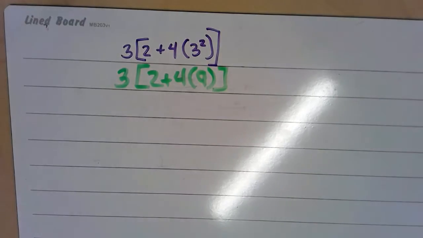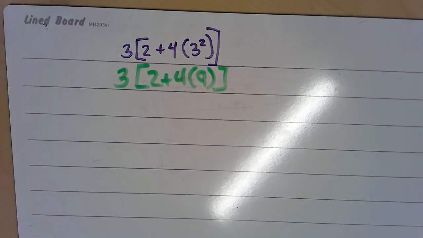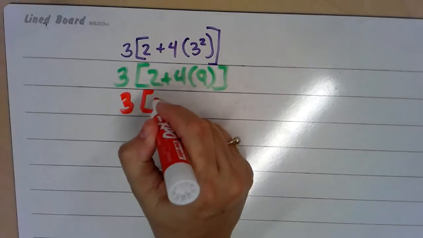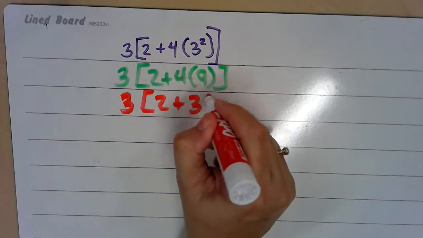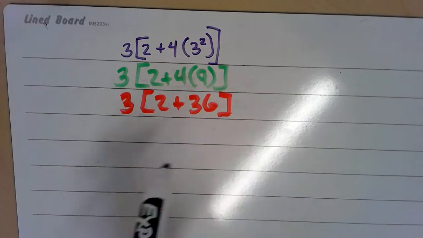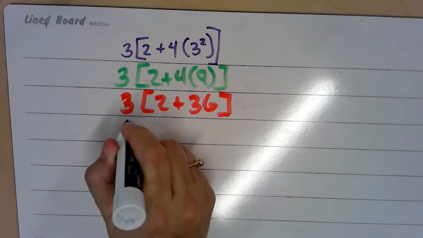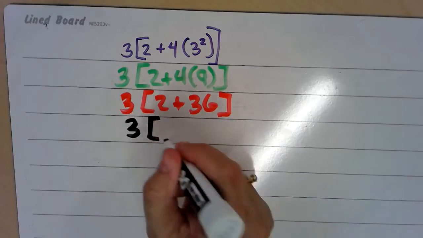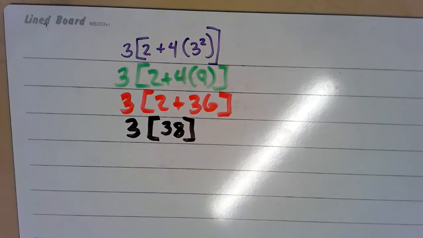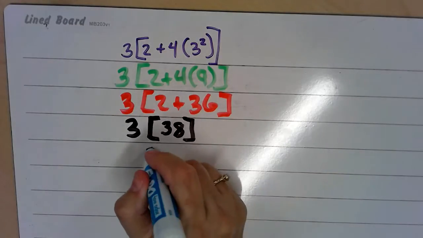Okay. Then I still have some operations going on inside of there that I need to deal with. I've got to do 4 times 9 next, right? So I have 2 plus 36 inside the parentheses. And now, again, remember brackets are just like parentheses, so I'm going to treat them like them. So 3 times 38. And then I just have to multiply those two together. And I get, what, 114?